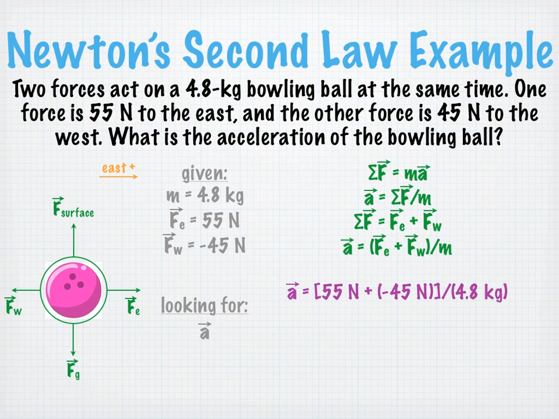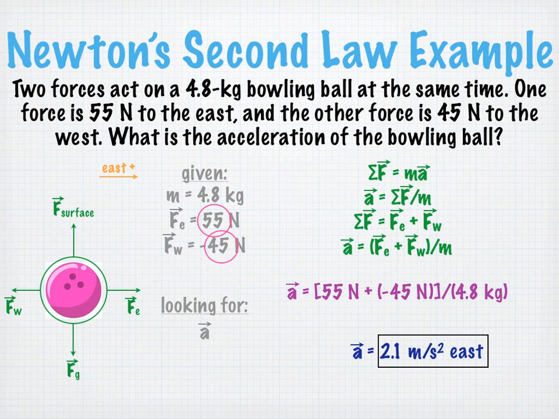And now we use our calculator to solve, getting a value of 2.1 meters per second squared for the acceleration of the bowling ball. And since the value is positive, the direction is east. Let's check to make sure our answer makes sense. The force in the east direction is greater in magnitude than the force in the west direction, so it does make sense that the acceleration of the ball would be in the east direction.